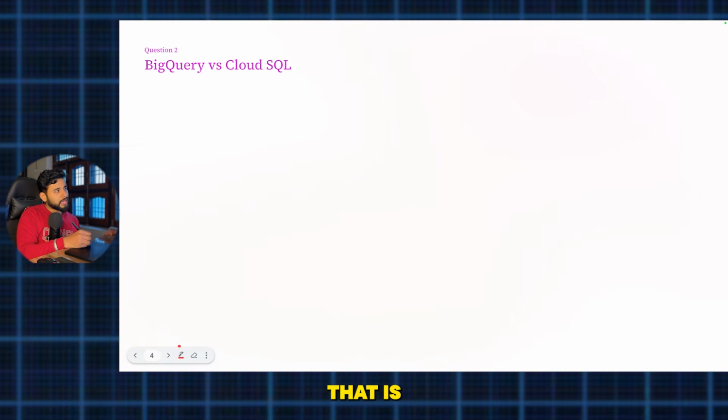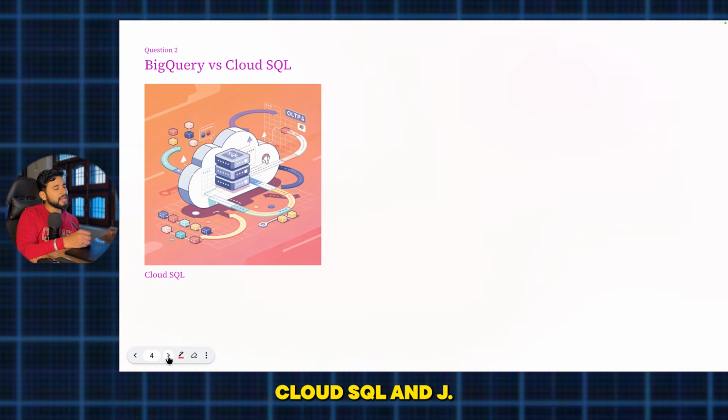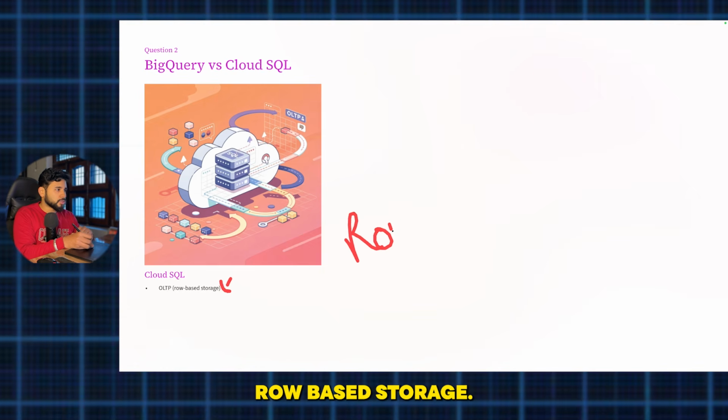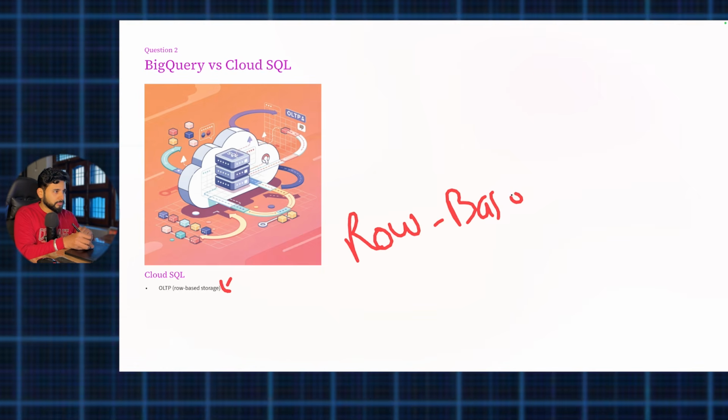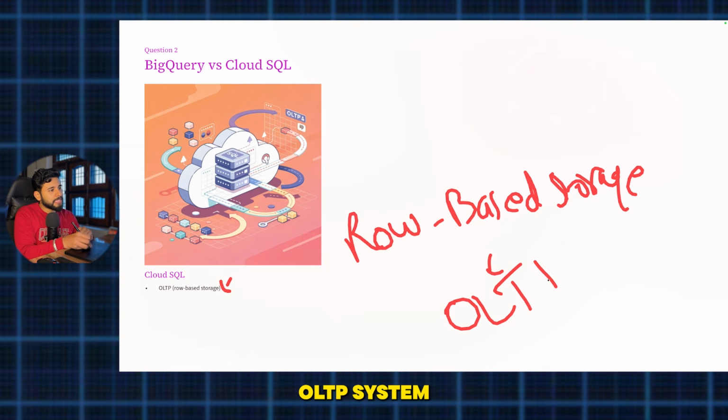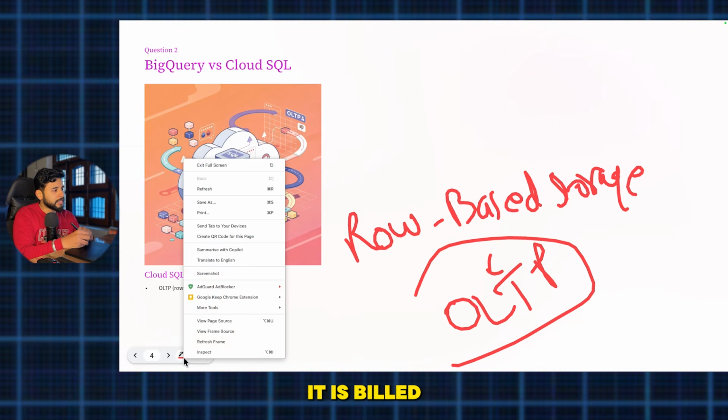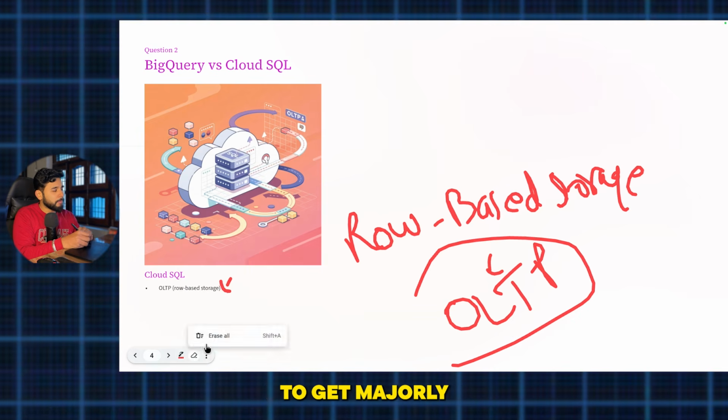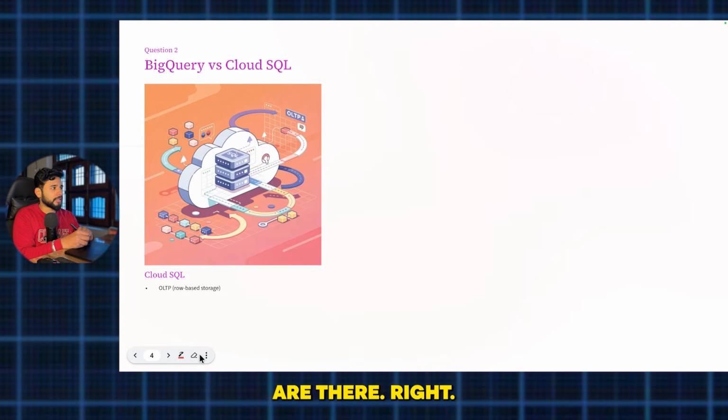Next thing people can ask you is what is the difference between Cloud SQL and Google BigQuery. These are two different services of Google Cloud. First one is Cloud SQL. Cloud SQL is an OLTP system. It is row based storage, also called an OLTP system, online transactional processing system. It is built for transactions. Majorly write heavy operations and update heavy operations are there. So that is called transactional, OLTP.